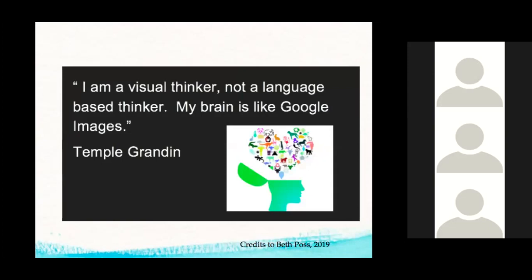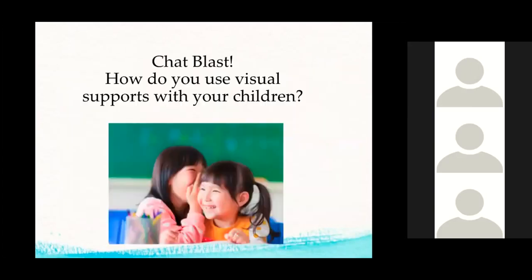I'm sure many of you are familiar with Temple Grandin, who is an adult with autism, and she really talks about what a visual thinker she is. And she says, I am a visual thinker, not a language-based thinker. And my brain is like Google Images. So if you mention the word dog, she says her brain goes through this flip file or this Google search of all the images of dogs that she has in her brain. And so she really processes information using visual supports.